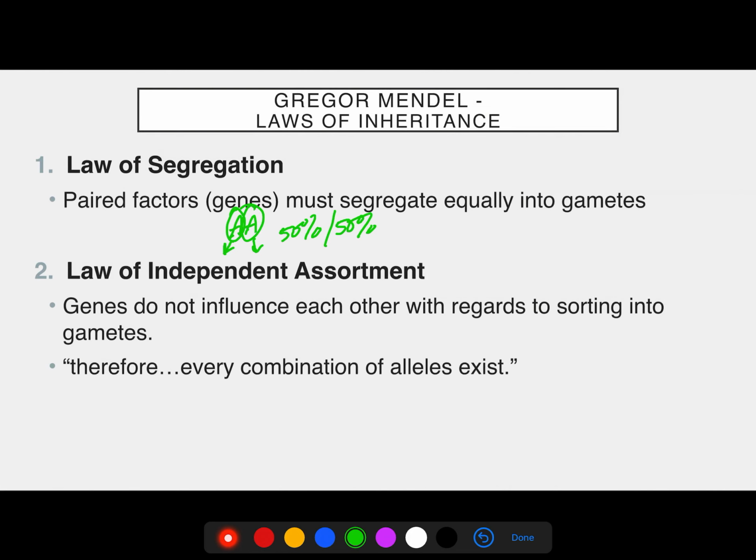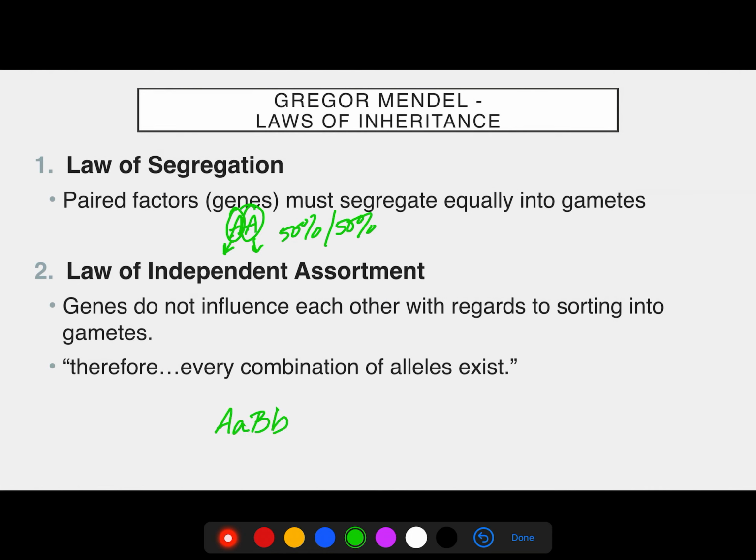And that's what we were doing with the monohybrid cross, where you're figuring out from one gene, you have one gamete versus another gamete, and then you cross those together. The second one is the law of independent assortment, and this is where genes do not influence each other with regard to this law of segregation or sorting. So this makes every combination of alleles exist, and that's where you'll see in your dihybrid cross like this.